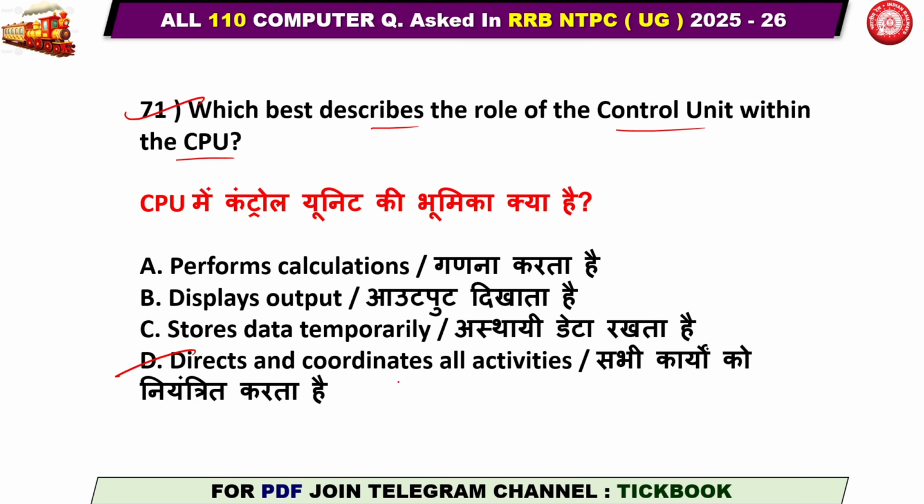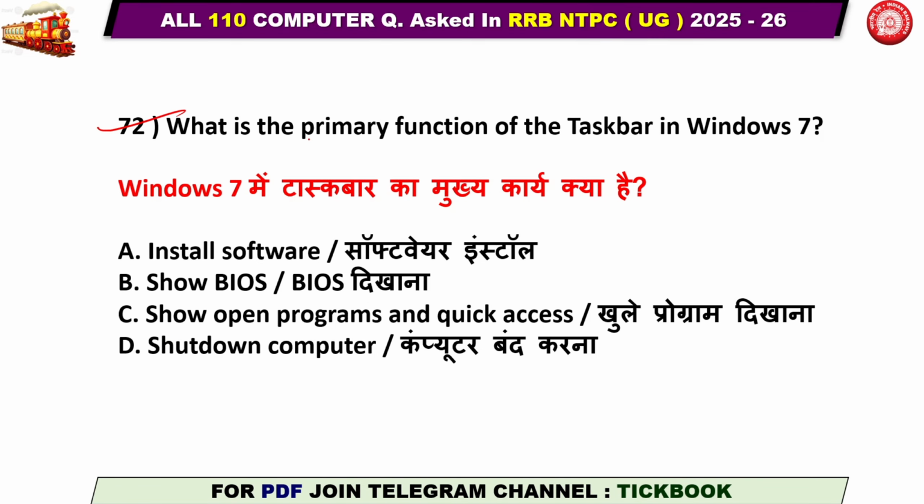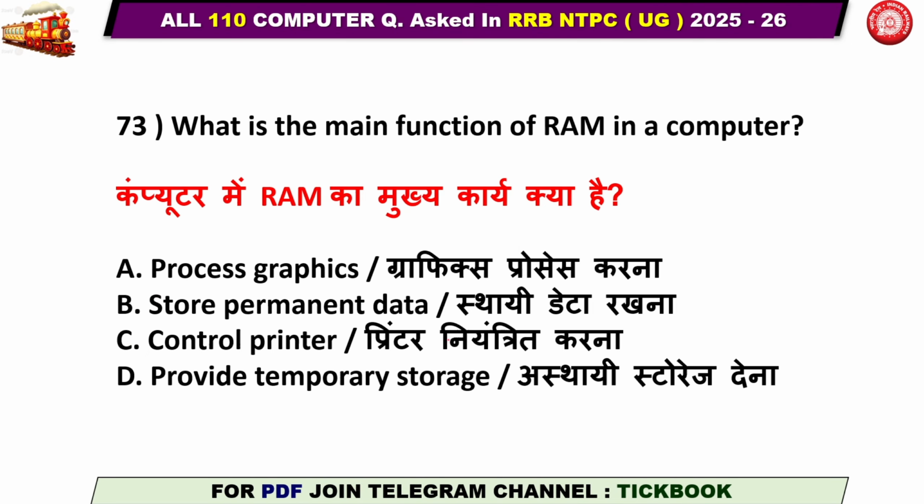Option number D, directs and coordinates all activities. 72, what is the primary function of the taskbar in Windows 7? Option number C, show open programs and quick access. 73, what is the main function of RAM in a computer? Option number D, to provide temporary storage.